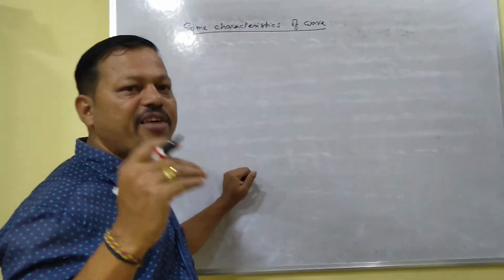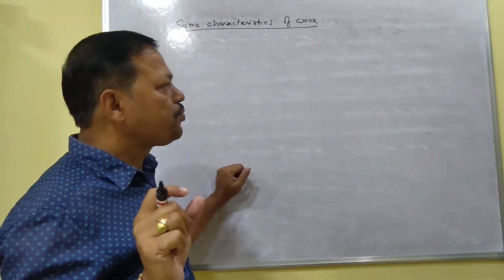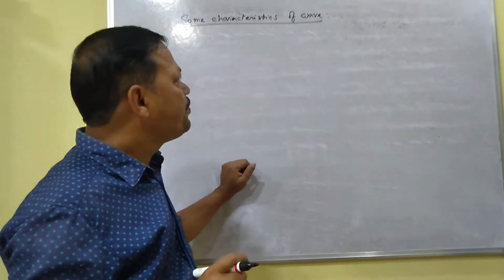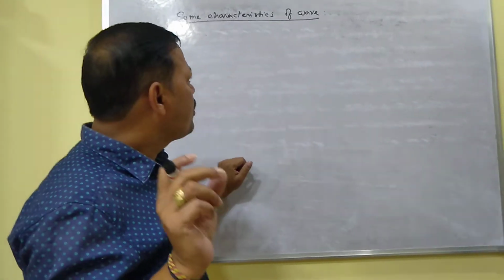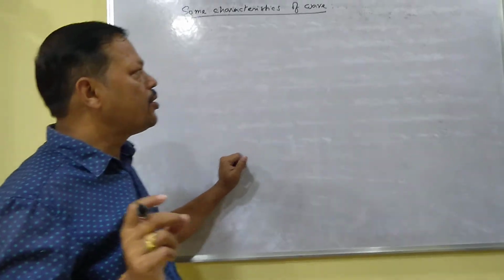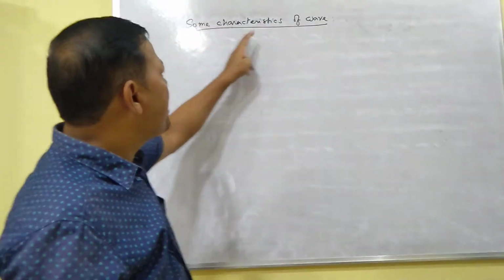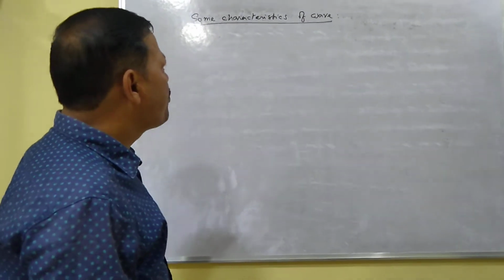A wave contains a definite wavelength. A wave has a definite frequency. A wave has a wave number. So you should know what is wavelength, what is frequency, what is wave number. So today I will give you some characteristic properties of wave.